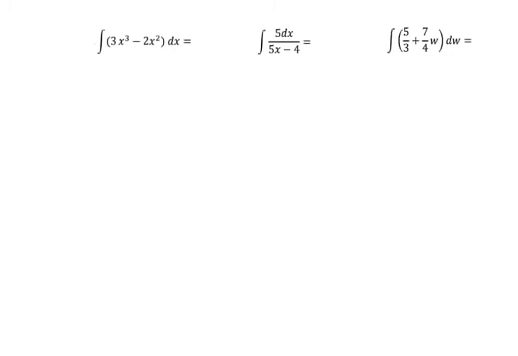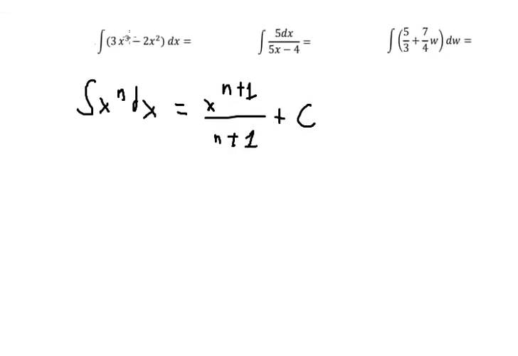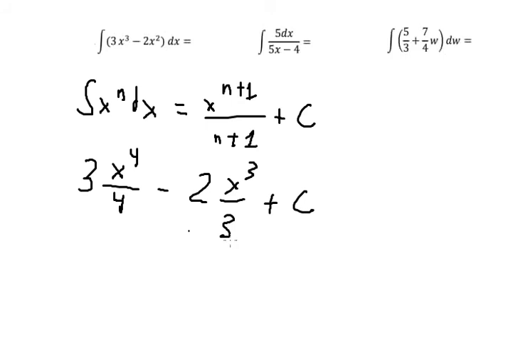Now let's go to this one. The formula: the integration of x to the power of n dx, we have x to the power of n plus 1 over n plus 1, and we put c. Now we apply the formula for this one and this one. So we have x to the power of 4 over 4, because 3 plus 1 you get 4. Similar for this one. And this is the final answer for question number 3.